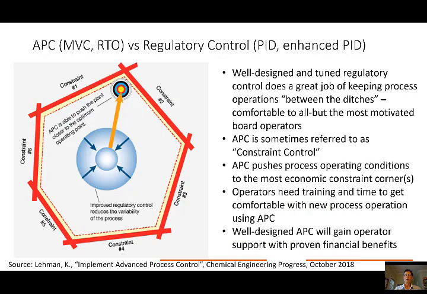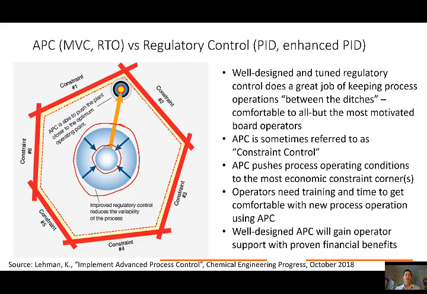So let's go back to our regularly scheduled program and talk about what a multivariable controller, real-time optimization, model predictive control does. Well, essentially, well-designed and tuned regulatory control does a great job of keeping process operations between the ditches, comfortable to all but the most motivated board operators. So in this slide, we're in this outer circle here. And if you do some of the cool tricks that you guys have learned this semester with cascades and feed forwards, etc., you might be able to get to this inner circle.